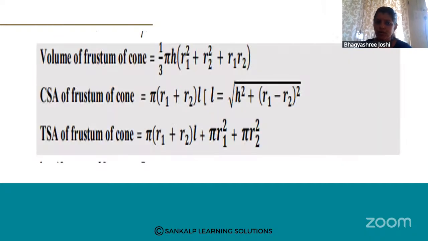Next, the volume of the frustum of a cone is 1 by 3 pi h into (r1 square plus r2 square plus r1 into r2). And the curved surface area of the frustum of a cone is pi into (r1 plus r2) into l. l is equal to square root of h square plus (r1 minus r2) whole square, right? The total surface area of the frustum of a cone is pi into (r1 plus r2) into l plus pi r1 square plus pi r2 square. So this is about the curved surface area, total surface area, and volume of a frustum of a cone.